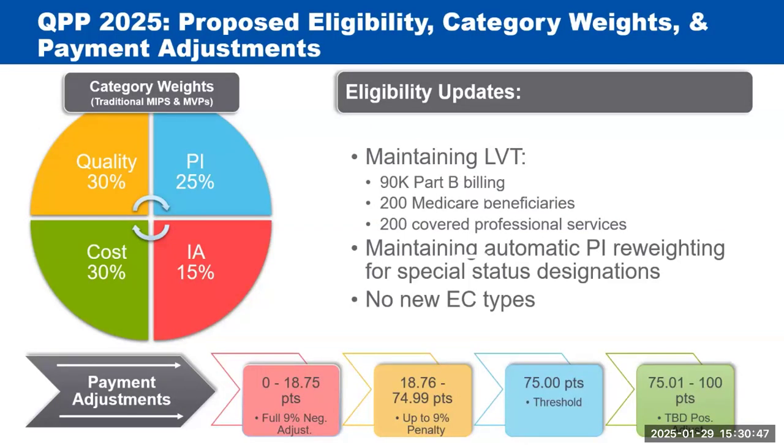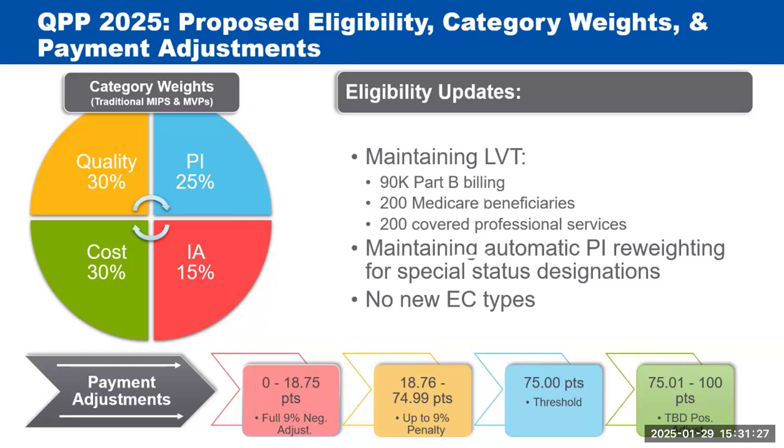Diving into the QPP portion of this final rule, good news, CMS did not make any adjustments to the category weights. We still have quality and cost at 30%, promoting interoperability has maintained 25%, and improvement activities has maintained at 15%. Again, all of this has been previously finalized and mandated by the macro legislation that has enabled the quality payment program. CMS also has not finalized any updates for eligibility to be required to participate in the program.